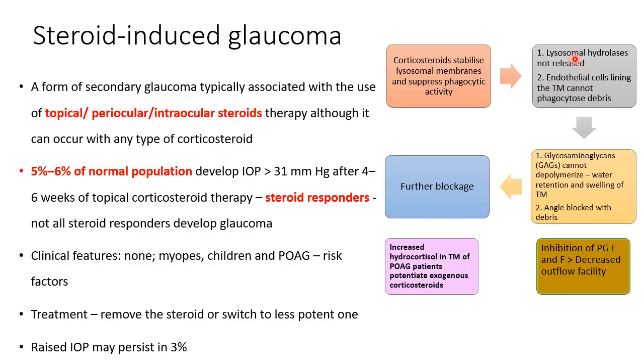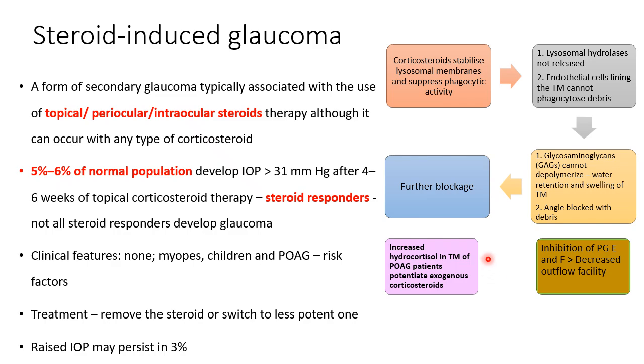As a result, the angle gets blocked with debris, and since the hydrolases are not released, glycosaminoglycans, which are present in the connective tissue everywhere, cannot depolymerize. They have to form and they have to depolymerize. As a result of which, they keep retaining water. They are negatively charged, they retain water, you should know that. So they retain water and they cause swelling of the trabecular meshwork beams, as a result of which a trabecular meshwork edema happens and this leads to further blockage. So this is the mechanism of steroid-induced glaucoma, a very frequently asked question of Viva.